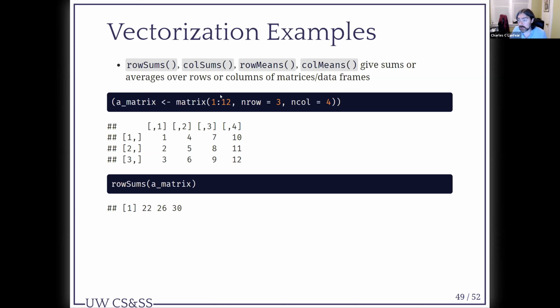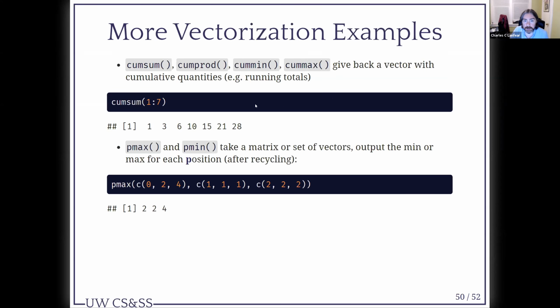Instead of doing a loop to do it, I can just say, give me the row sums of a matrix. And it gives me the row sums of a matrix. This beats a loop. This is way better. There's all sorts of these other functions.